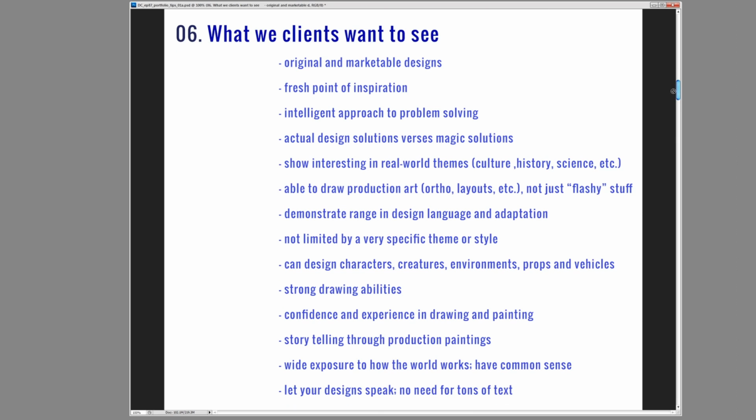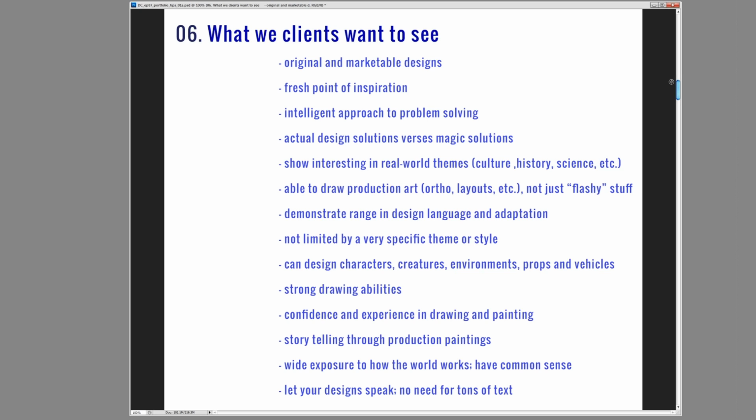Next, show interesting. I put bad grammar in here, sorry, I typed up a lot of text. It actually just says show interest in real world themes. Let me pronounce that again with my tongue twisting. Show interest in real world themes. That means demonstrate the ability to draw things from culture or history, science, biology, all these kinds of things, basically from the real world. So it's not all alien landscape and science fiction, crazy towers and spiky alien landscapes.